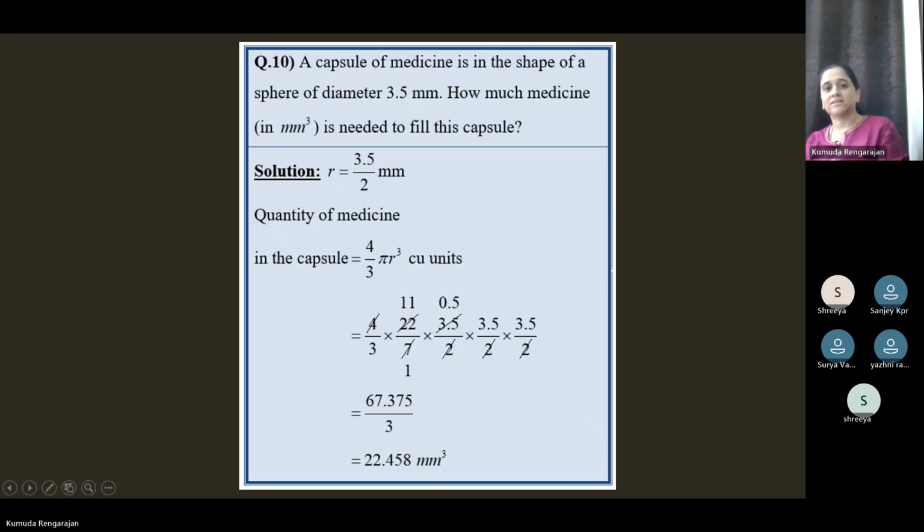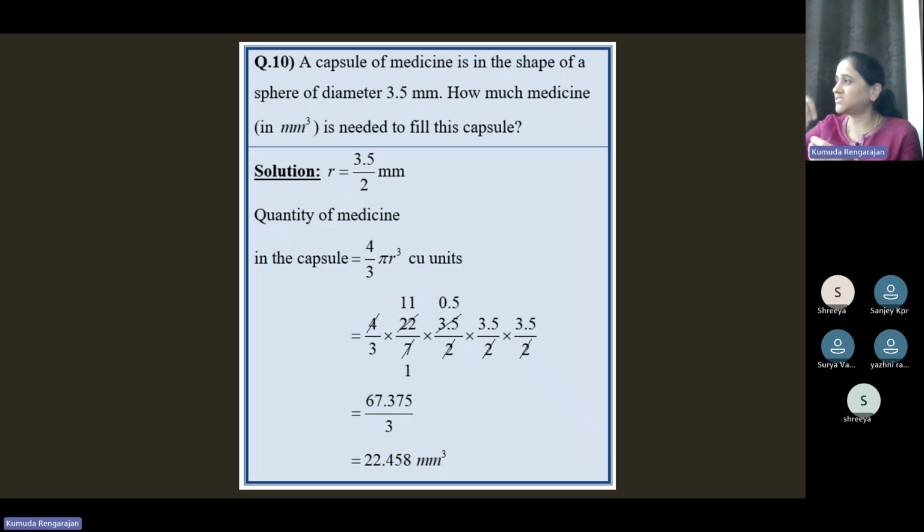Okay. This is a simple one. This is the last question in this exercise. A capsule of medicine is in the shape of a sphere of diameter 3.5 mm. How much medicine is needed to fill this capsule?